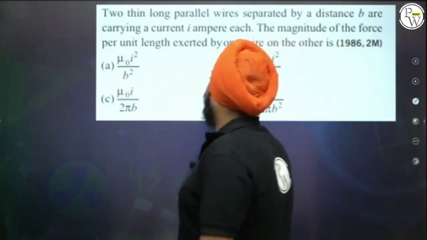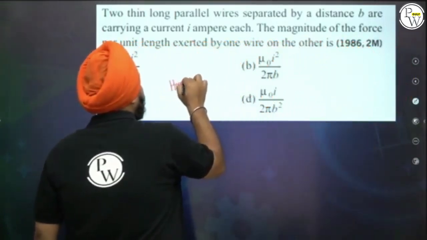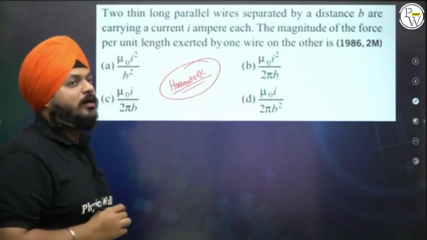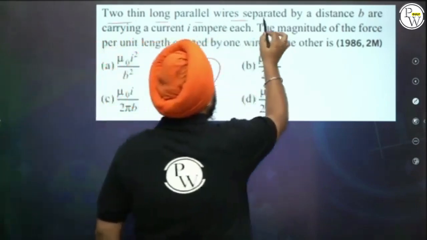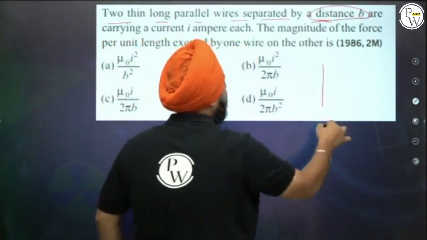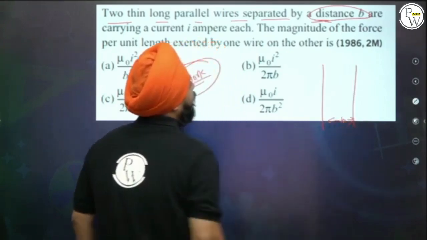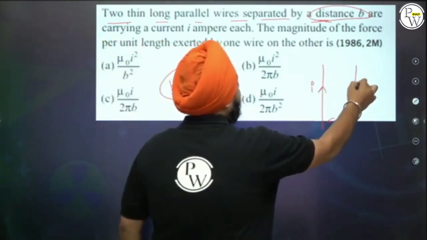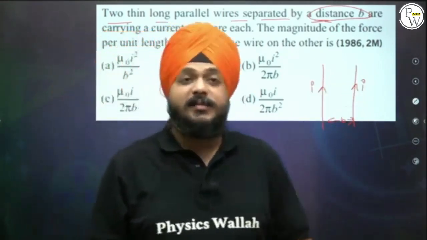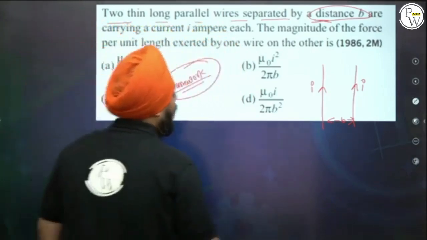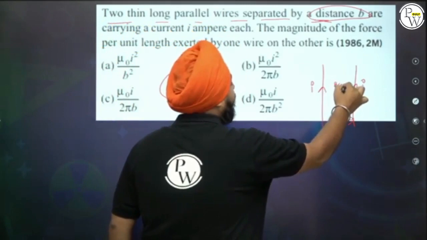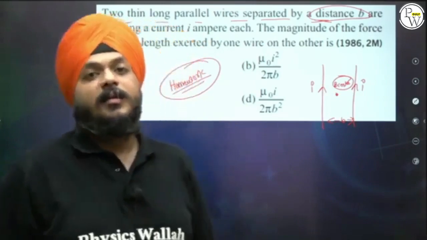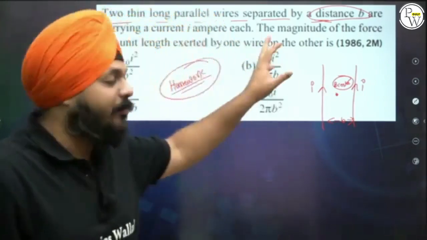I'm going to give you all this question as homework. Two thin long parallel wires separated by the distance B are carrying a current I ampere each. What is the magnitude of the force per unit length? In 1986 it was asked indirectly. One more thing: you also have to calculate the net magnetic field at the center because of these two wires. We have done this in our lectures, and many times this has been asked in examinations.